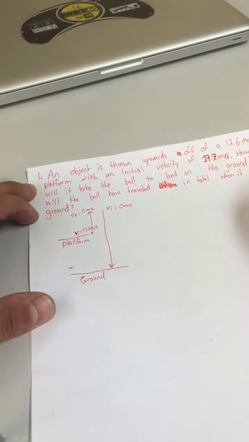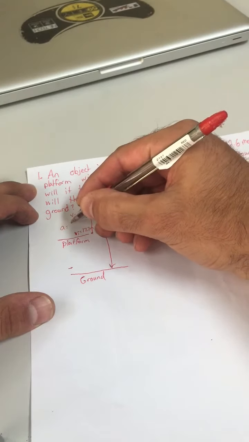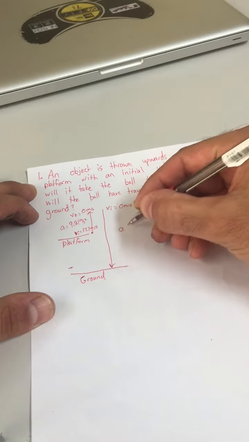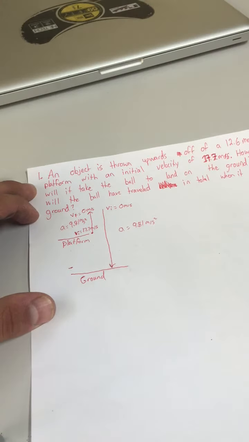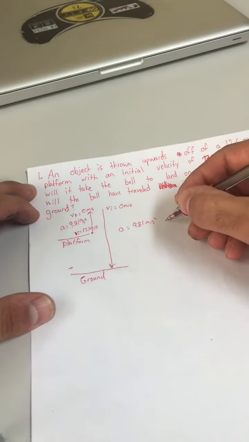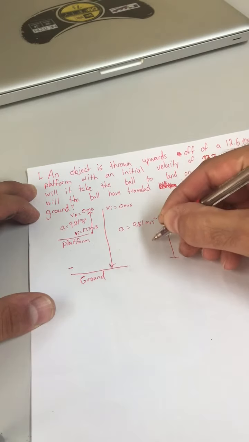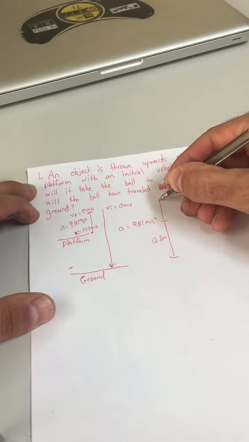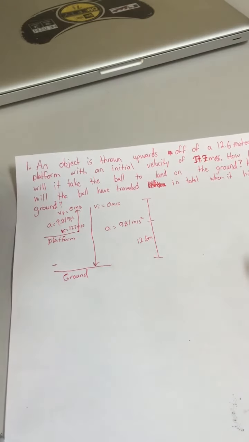As always, when we have an object either going vertically up or vertically down, our acceleration is equal to that of gravity, which is 9.81 meters per second squared. So we can have the same thing over here. As well, we know that our platform is 12.6 meters off the ground. So from here down to here is going to be 12.6 meters. So what we're left with is the distance that we'll be able to calculate from our upwards velocity.